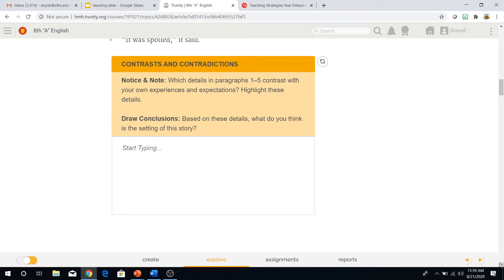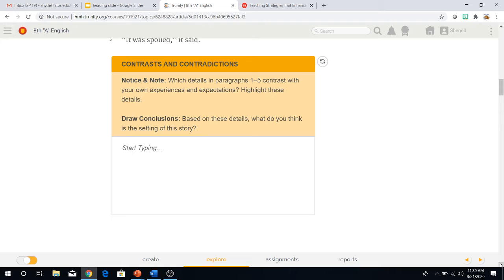In this case, the first signpost that you have is contrast and contradictions. So a quick review. Remember that contrast and contradictions is the signpost where you see the characters are different or acting differently than they commonly do. So that's where you contrast and contradict the character. It says, notice and note. Which details in paragraph 1 to 5 contrast with your own experiences and expectations?